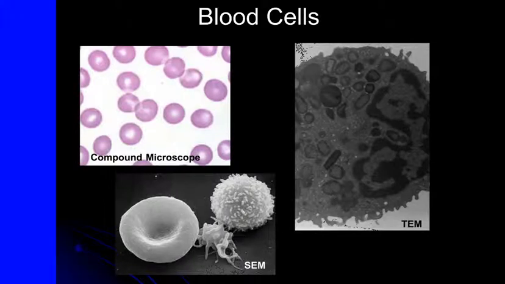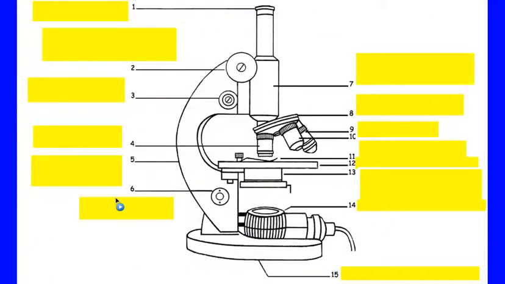So let's take a look at our compound light microscope. There are lots of little parts and pieces that we need to know how to operate when we're using our light microscopes. So let's start at the top. Up here, number 1, this little piece right here is called the eyepiece. And its function is to hold the ocular lens. So there's a lens up here that you can look through.